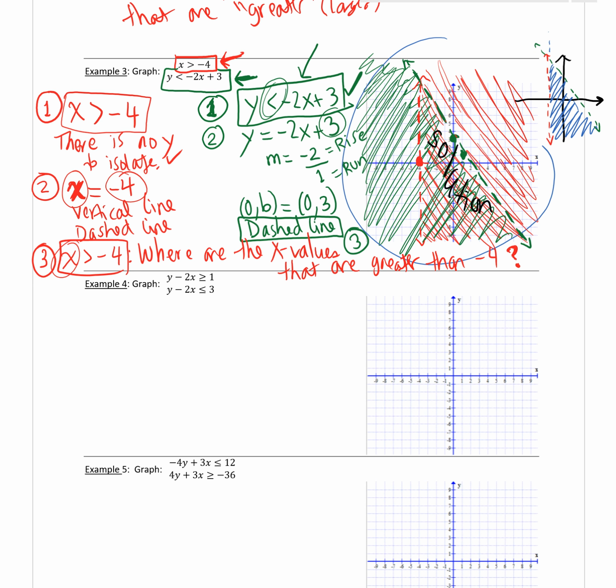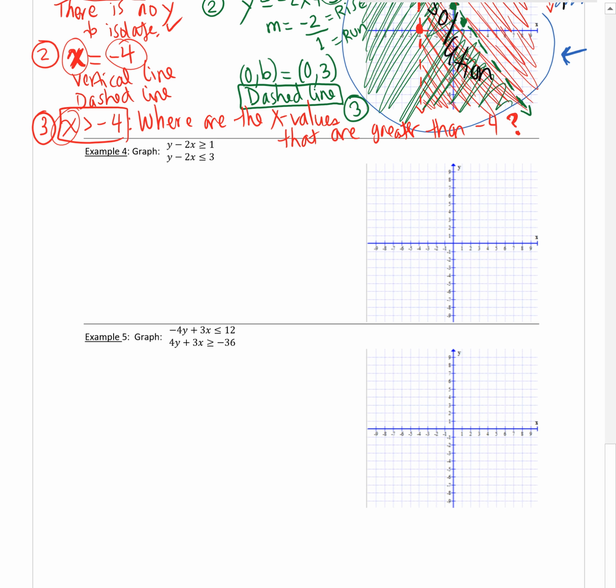So be careful. It's probably a good idea to do this, like I said, on scratch paper just to get the hang of it. But then once you're giving your final answer on the homework, you're only going to shade what they have in common, not all the shading that we did. So be careful on that one. That's a lot of work, huh?